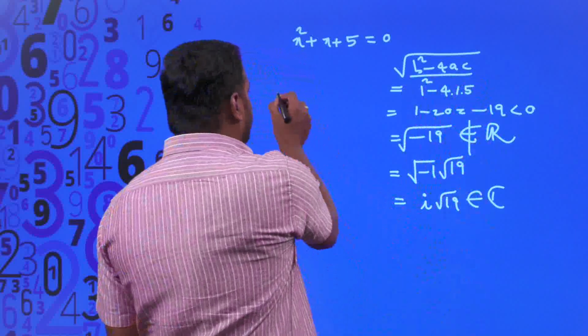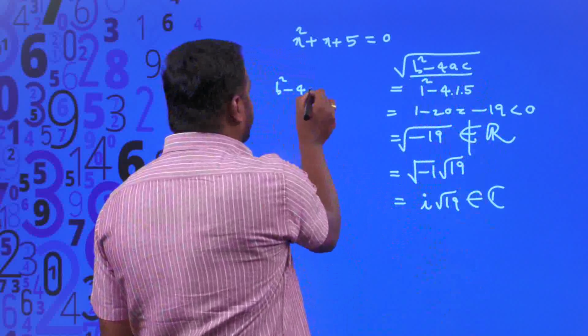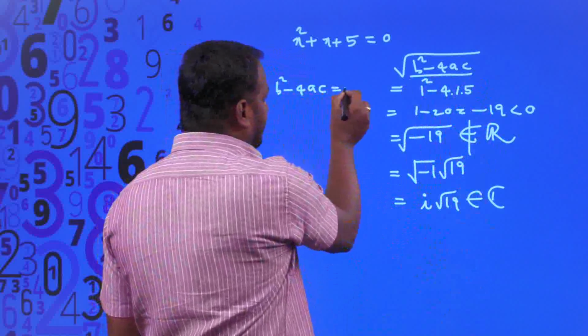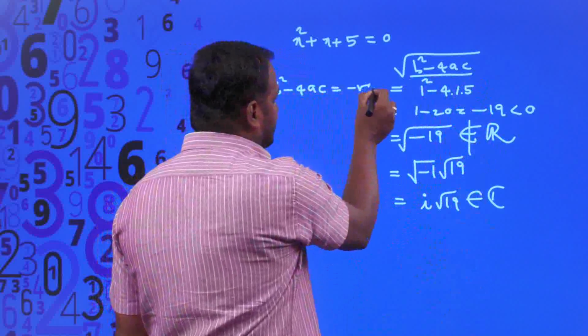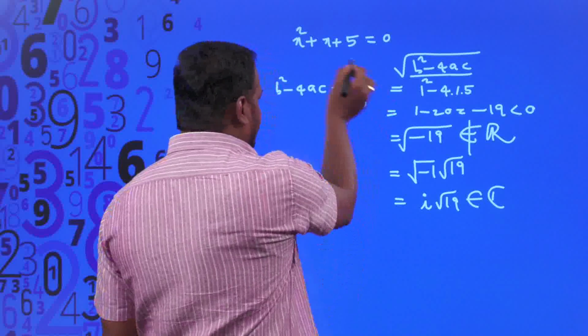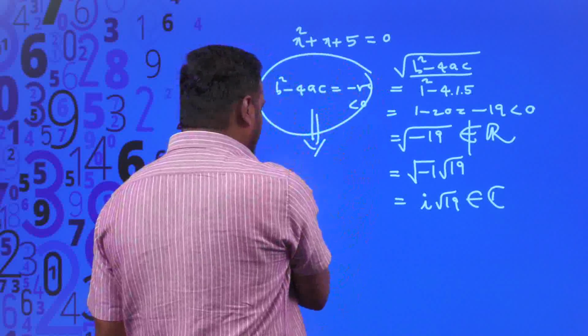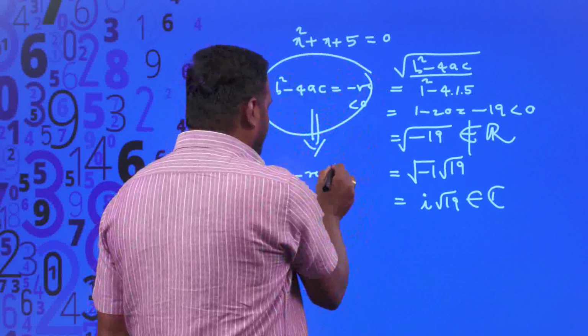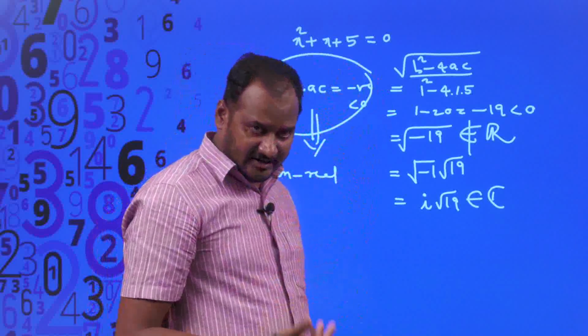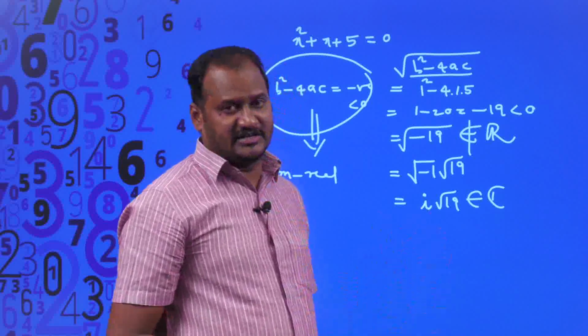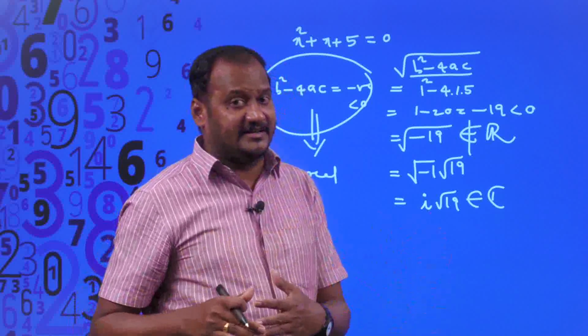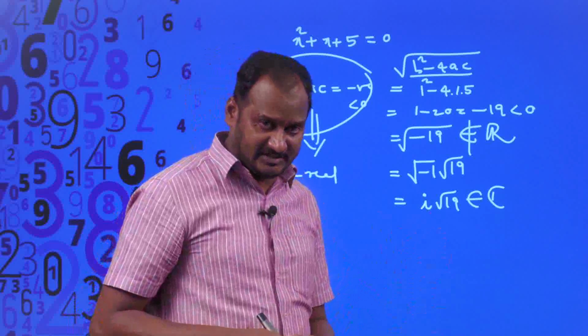So if the value of b square minus 4ac is any negative number, which is less than 0, then the roots of that quadratic equation are said to be non-real. Okay, non-real, which means they are not real numbers; they are complex numbers, or according to your standard, you can call them imaginary numbers also.